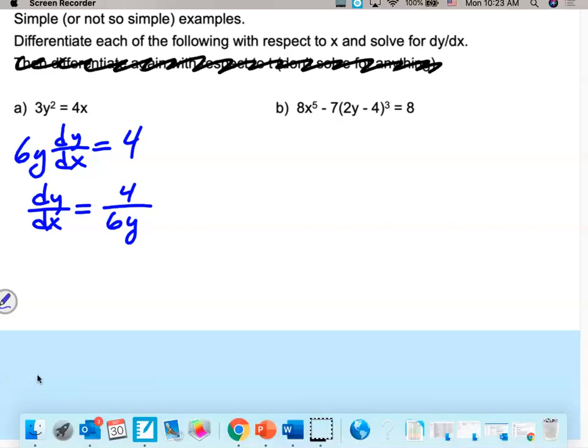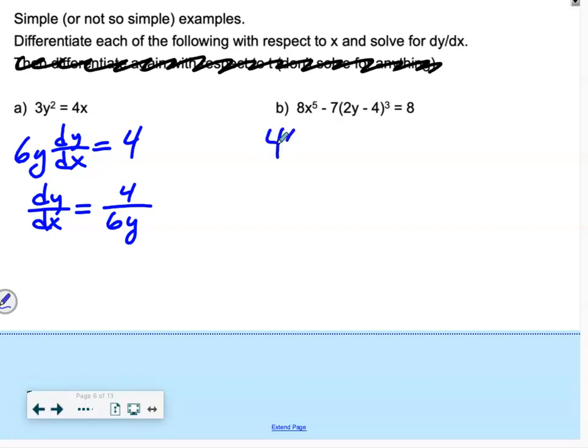The derivative of 8x to the 5th: 40x to the 4th. Good. We're all good on that. This is a guts kind of a thing. It's a chain rule. So we have negative 21. Do the guts change? No. 2y minus 4 to the 2nd.